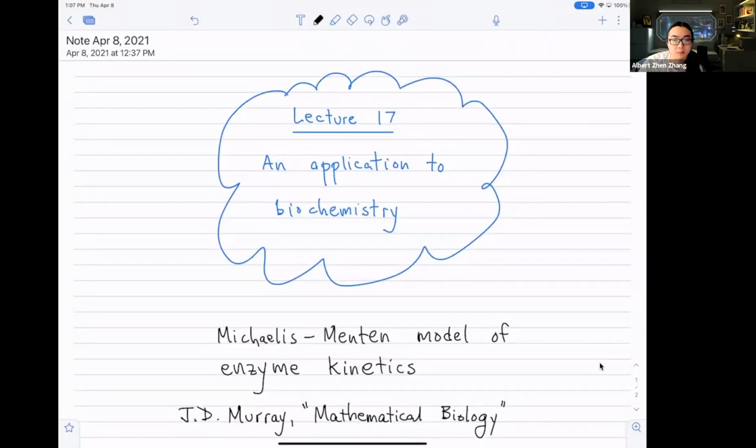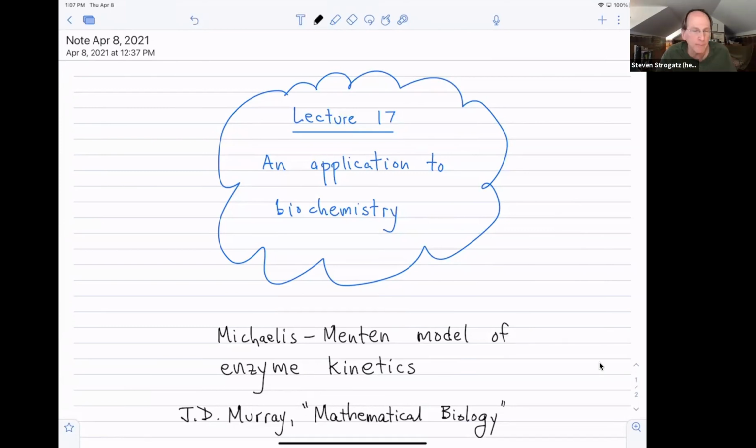So the example I thought we could do is something that comes from biochemistry. It's very classic. It's called the Michaelis-Menten model. And it arises in biochemistry, or nowadays you would speak of systems biology. The issue is to think about certain biochemical reactions that involve enzymes and to understand something about the rate of production of the products of those reactions.